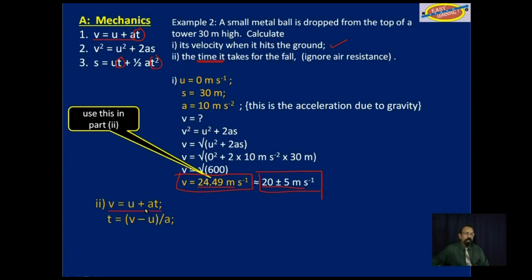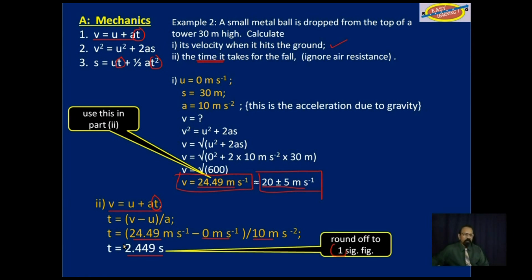v is equal to u plus at. If we make t the subject of the formula, then t is equal to v minus u over a. If we substitute the numbers we have, that is v, that is u, that is a, and we get 2.449 seconds. Again, the numbers we are looking at, the least significant figure is 1. So we have to round this off to one significant figure, and we get 2 seconds.